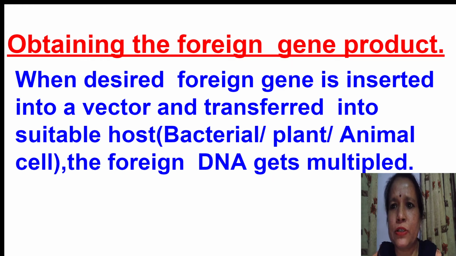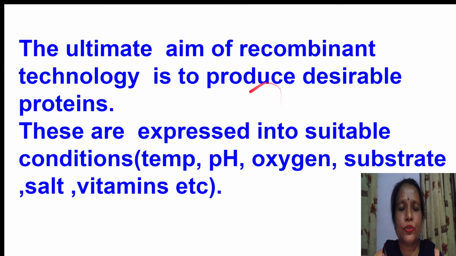So, if we want our gene of interest to multiply in the host cell and to obtain these desired proteins, we have to carry out several processes. The ultimate aim of recombinant technology is to produce the desirable proteins. So these are expressed under suitable conditions. These proteins will express themselves in the host cell if they get suitable conditions.